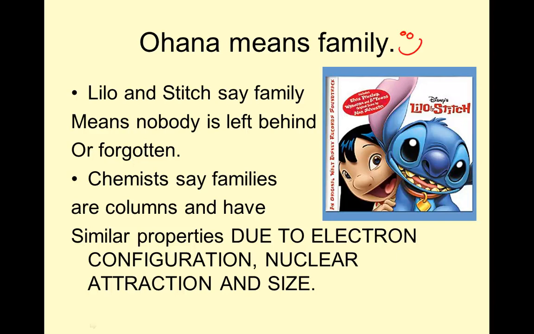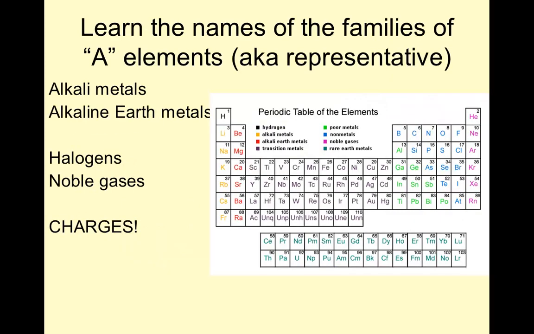Lilo and Stitch say family means nobody is left behind or forgotten. Chemists say families are columns on the periodic table and have similar properties due to their electron configurations. That's the most important part. Nuclear attraction and size we'll talk about more in the next one. But electron configuration says that their properties are similar because of the electron configurations.